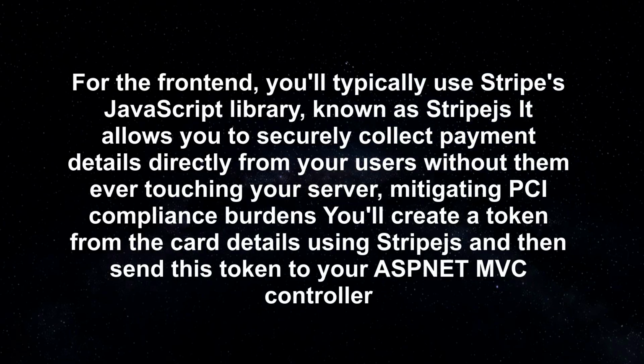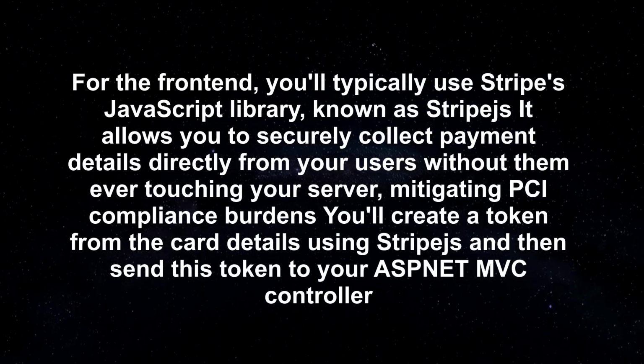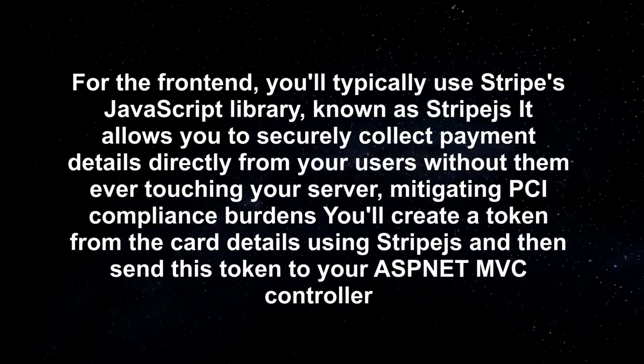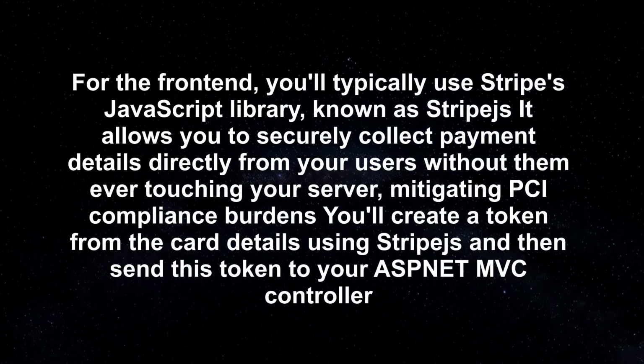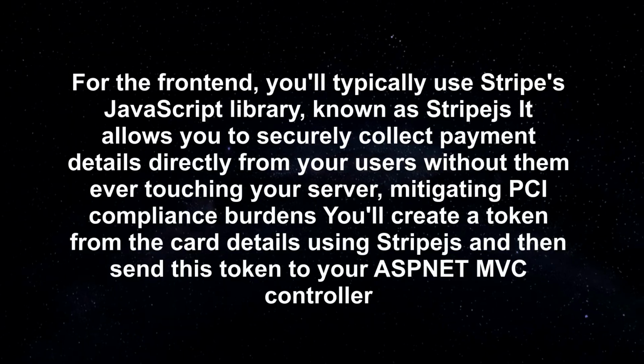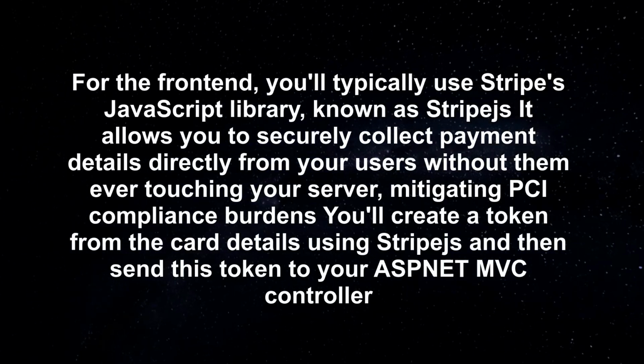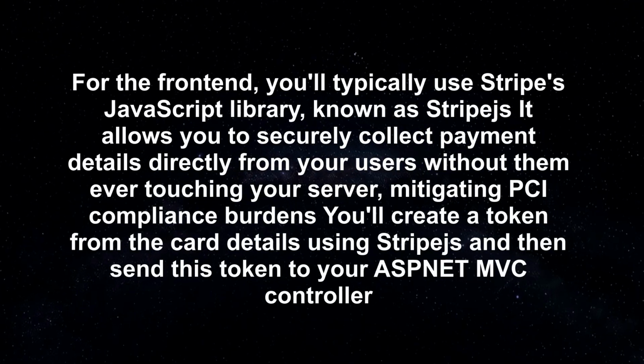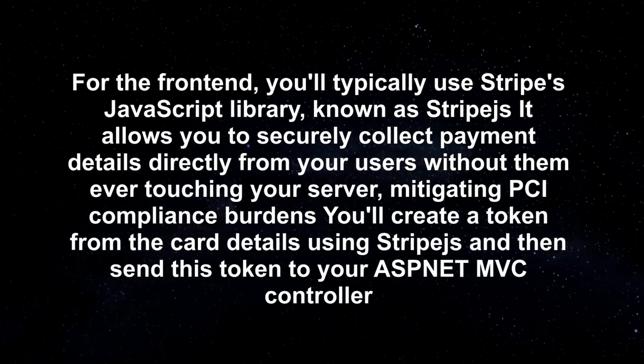For the front end, you'll typically use Stripe's JavaScript library, known as Stripe.js. It allows you to securely collect payment details directly from your users without them ever touching your server, mitigating PCI compliance burdens. You'll create a token from the card details using Stripe.js and then send this token to your ASP.NET MVC controller.